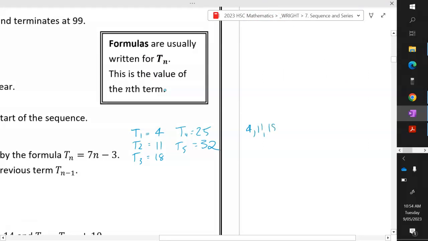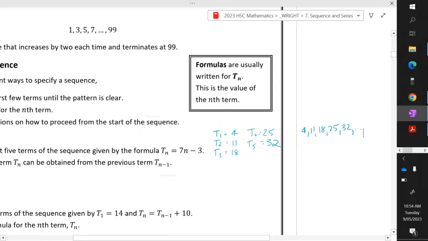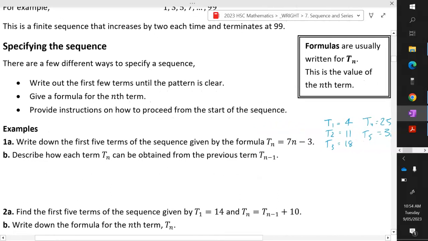4, 11, 18, 25, 32, dot, dot, dot. And there's 4 dots there. Okay, so fairly simple. Okay, so the second one, B. Describe how each term, t to the n, can be obtained by the previous term, t to the n minus 1. So let's have a look at it.